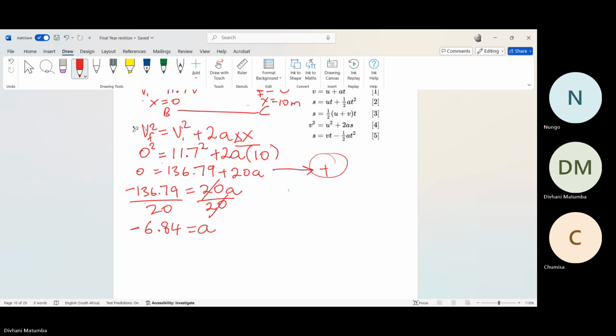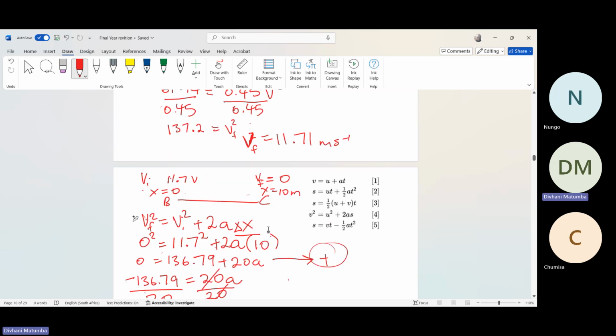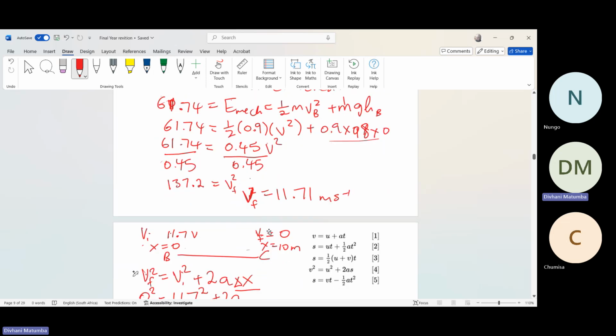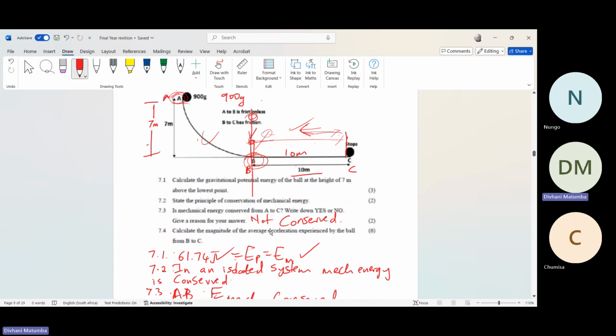Okay, I just want you guys to be cautious of the fact that in your exam they can combine mechanical energy and the equations of motion when they want to. So if they do, please do not panic. Just stick to the principles. Make sure that you divide each scenario. For instance, I have divided scenario A to B and scenario B to C. So the final velocity of the first scenario was my initial velocity of the last scenario.